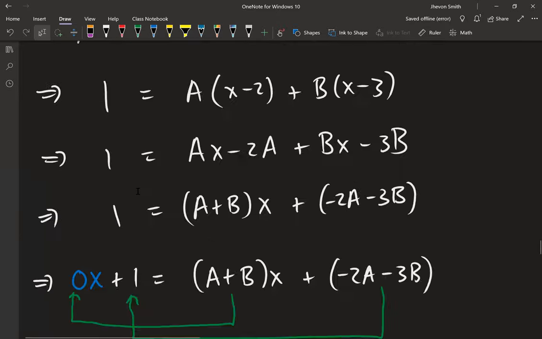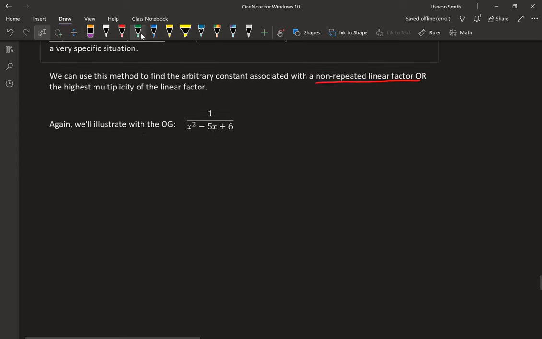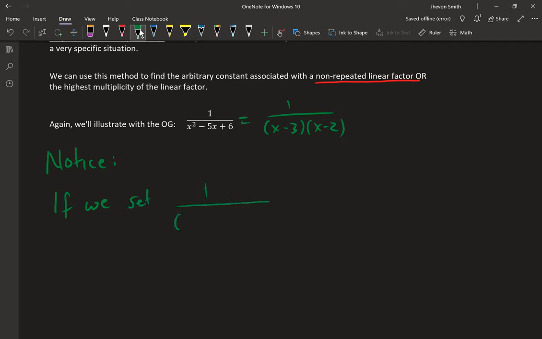Now, here is how it will work. Here's something I want you to notice. Here, of course, this is going to be x minus 3 times x minus 2 when you factor that. Following the first few steps, if we set 1 over x minus 3 times x minus 2 equals a over x minus 3 plus b over x minus 2.